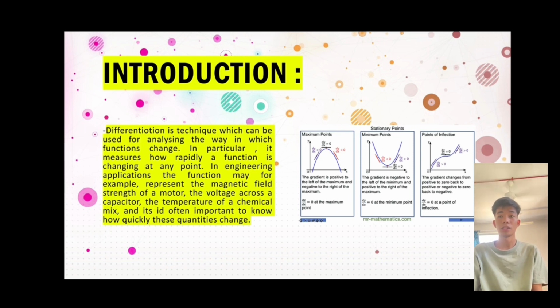Today I want to introduce differentiation. Differentiation is a technique which can be used for analyzing the way in which a function changes. In particular, it measures how rapidly a function is changing at any point. In engineering applications, the function may, for example, represent the magnetic field strength of a motor, the voltage across a capacitor, or the temperature of a chemical mix, and it's often important to know how quickly this quantity changes.